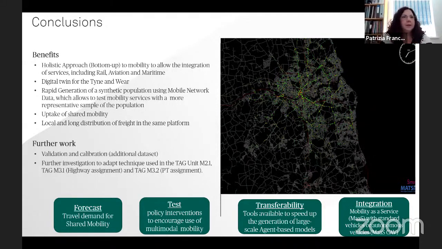So as you stand, this type of prototype model is able to forecast demand for travel for shared mobility. We are able to test policy interventions and to encourage the use of multimodal mobility. So not strictly restricted to shared mobility, but also to understand any type of mobility services that should be activated alongside rail services or bus services or underground services. The tools that we have generated are platform agnostic. So we can transfer them to any other type of platform as long as they support the activity chains, so not the origin-destination aggregated trip-based approach.